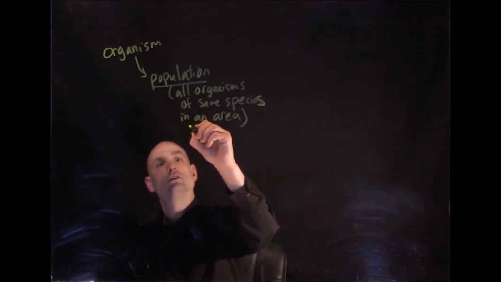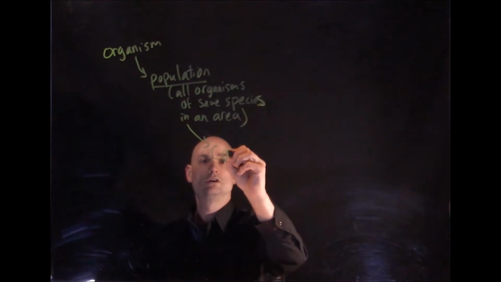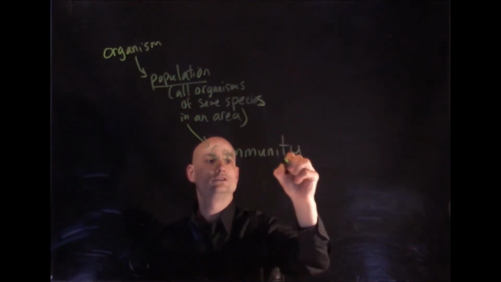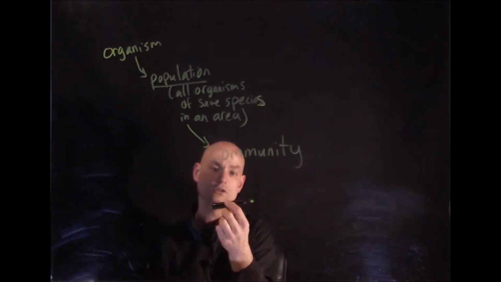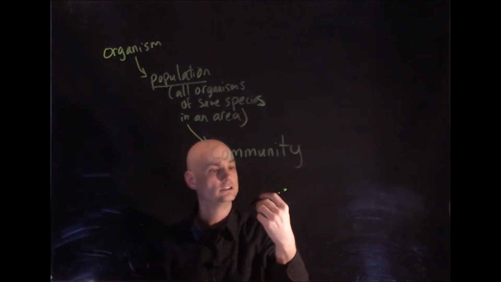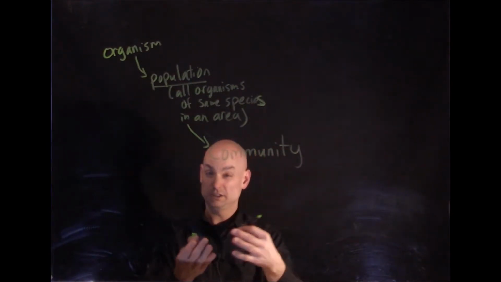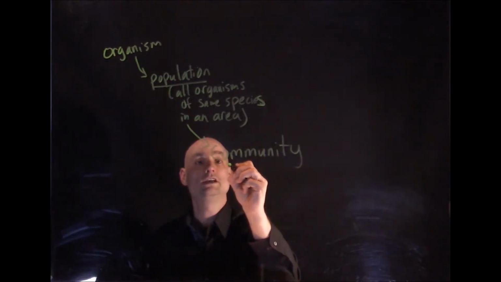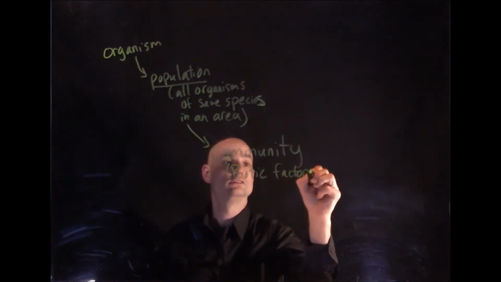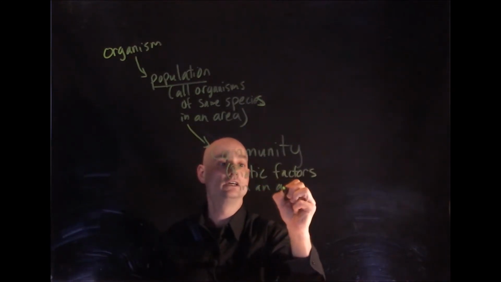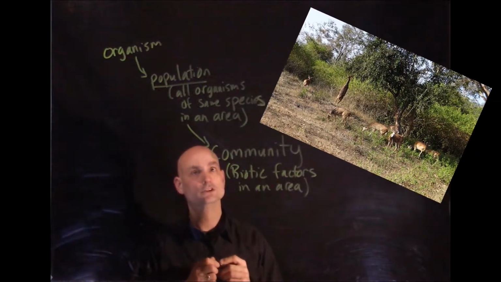And a group of populations, so many different species come together, form a community. So this is all the living things in the forest. This is all the living things on this marker, including all the bacteria, the viruses, the funguses, and other things that could be on it. So this is the biotic factors in an area. All the living things in the area. That's community.